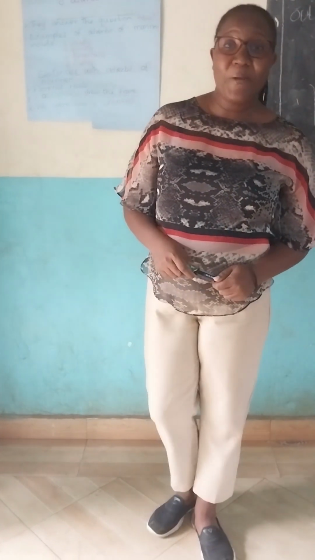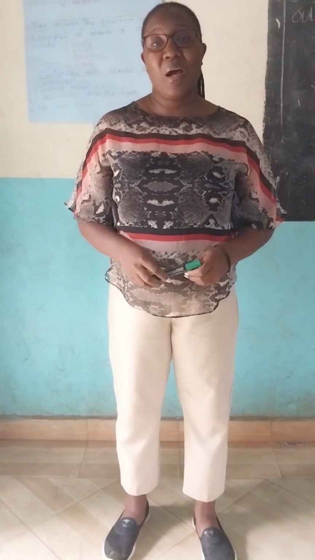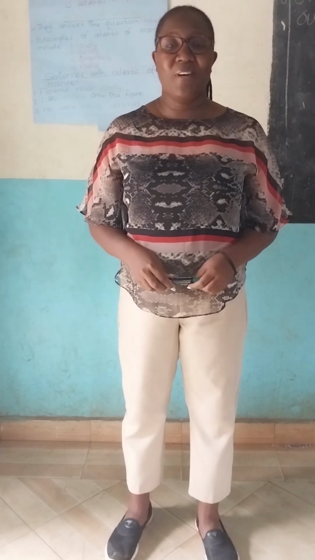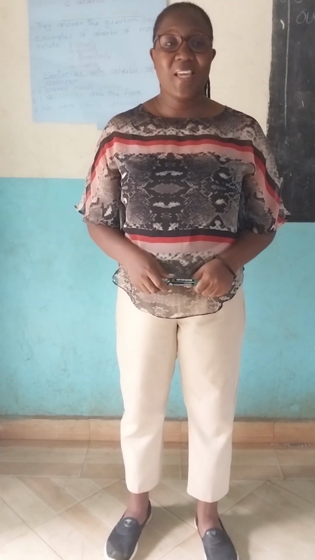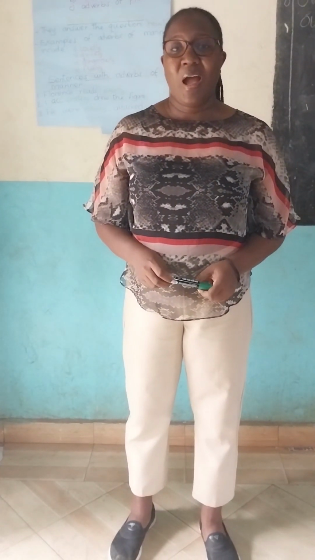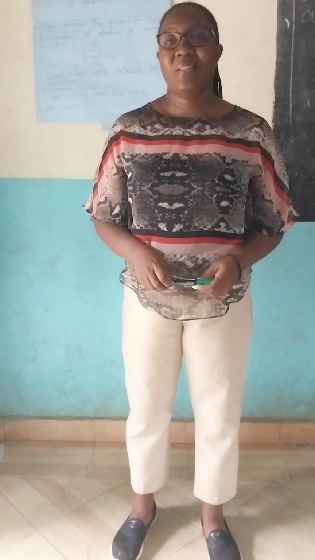Now, adverbs of manner explain how a verb happened. They answer the question how. For example, can someone give us a verb? Yes, Ian? Run, you are right. Run is a verb. Now, if you want to describe how someone ran, what words will you use? David? Quickly, you are right. So we can say David runs quickly.